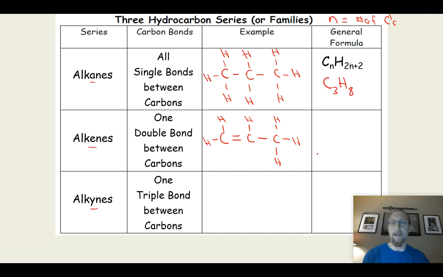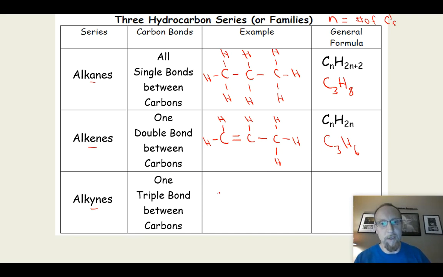But now how does that affect our general formula? We lost two H's. So take away two H's. Our general formula is simply CnH2n. So does that match up, right? So it's C3H, 2 times 3 is 6. And if we count, we have 6 H's. That's it.